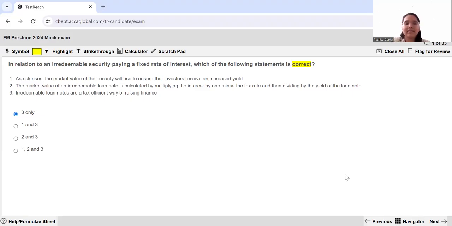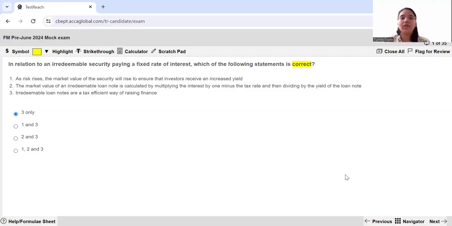As risk rises, the market value of a security will rise to ensure that investors received an increased yield. Now, break down the statement. Your risk has risen. So the statement is saying market value should rise so that investors received an increased yield. This statement is not correct. And why is that? Because when your risk is rising, the investor definitely needs to be compensated for the increased risk in the form of increased return. So this is for sure that investors need to receive an increased return.